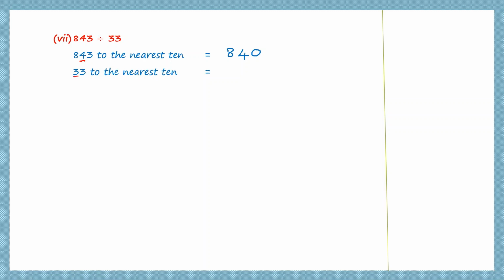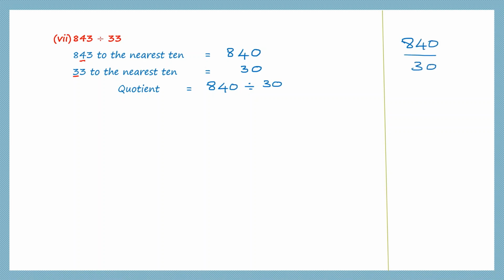33 to the nearest 10. In the tens place we have 3. The digit to its right is less than 5. So 3 will remain the same. So that's 3 followed by a 0. Now the quotient will be 840 divided by 30. So let's divide 840 divided by 30.